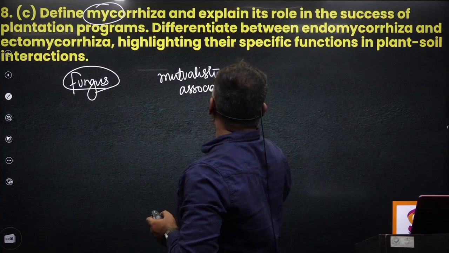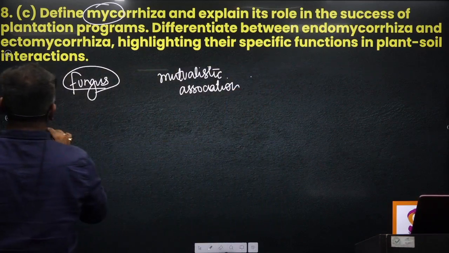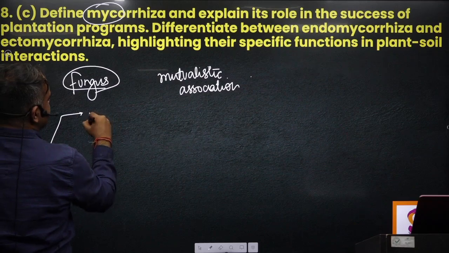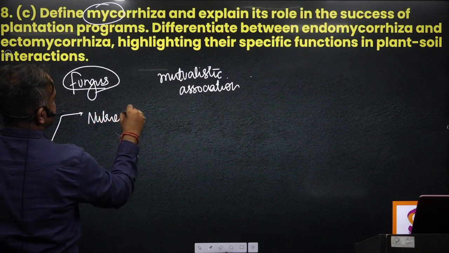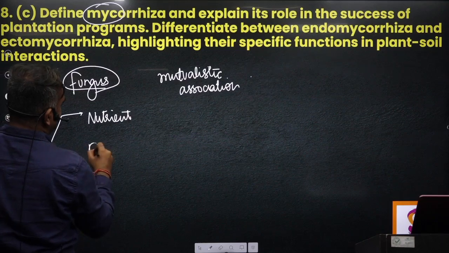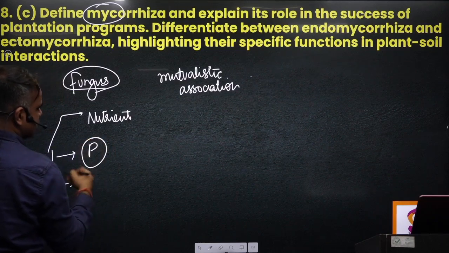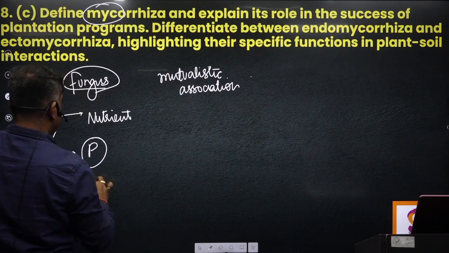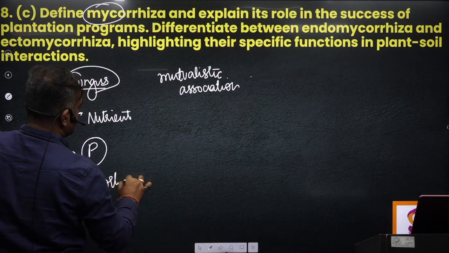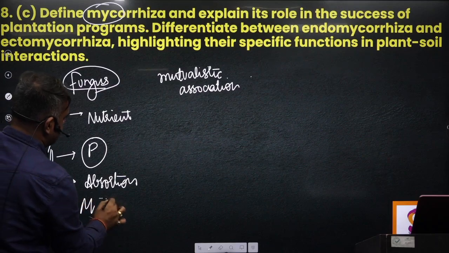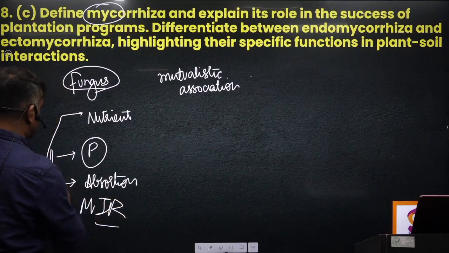Of roots with the higher plant. You have to explain the role. There are many things it helps with, again nutrient cycling and better availability of nutrients, for example phosphorus. Overall better absorption happens. There is something known as mycorrhiza induced resistance, so higher resistance is overall shown.